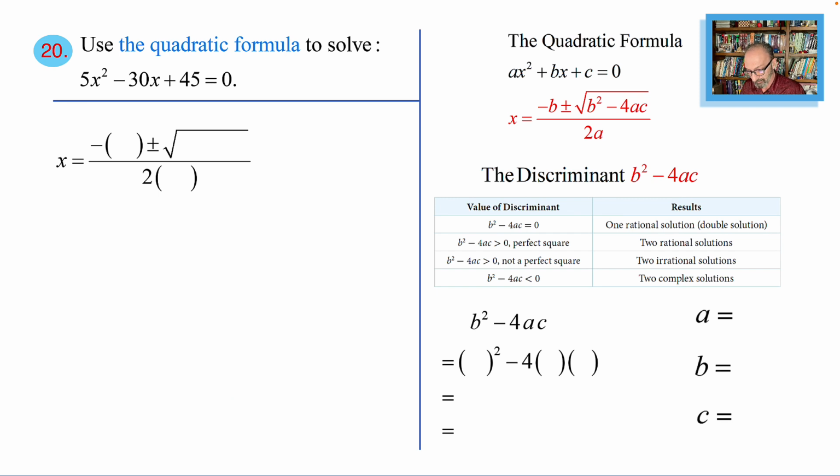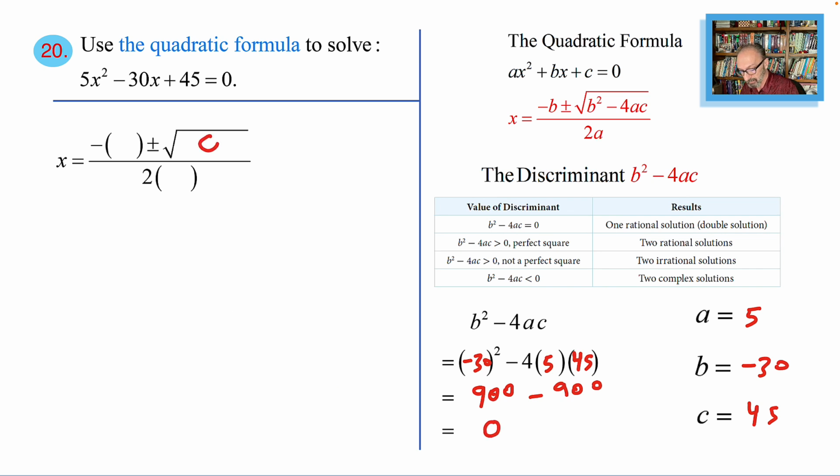Again, let's find the discriminant first. A is 5. B is negative 30. And C is 45. B squared minus 4AC will be negative 30 squared. That's B, negative 30, minus 4 times A, 5, times C, which is 45. Doing the math, negative 30 squared is going to be positive 900. Negative 4 times 5 times 45 is also 900, so the discriminant is 0.